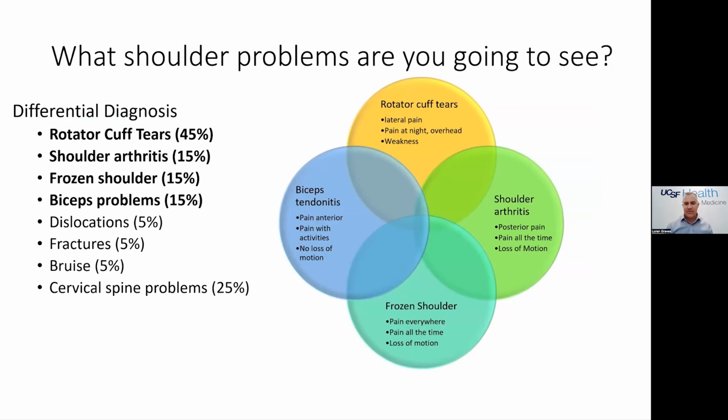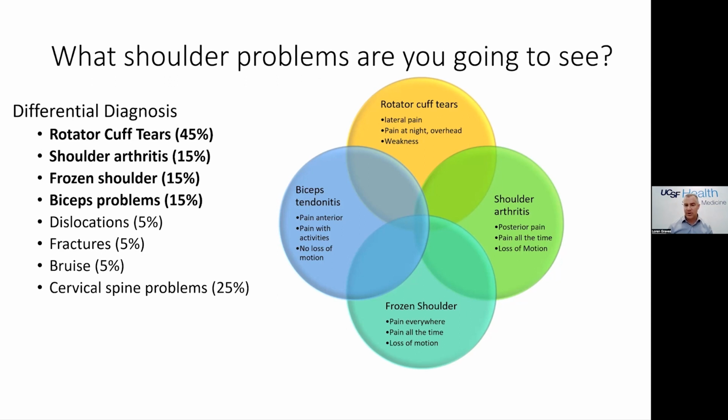So when I look at these problems, I think you can divide out these common problems by how they are going to present, and we're going to go over these over and over. So for rotator cuff tears, the pain tends to be lateral, so it tends to be more on the outside of the shoulder. Patients tend to have pain at night, pain with overhead activity, and as the tears progress, they'll often have true weakness or a report of weakness, which I think is important to differentiate out.